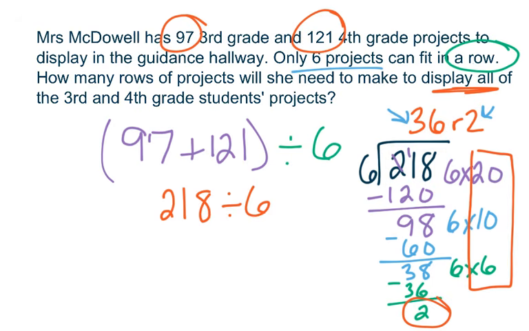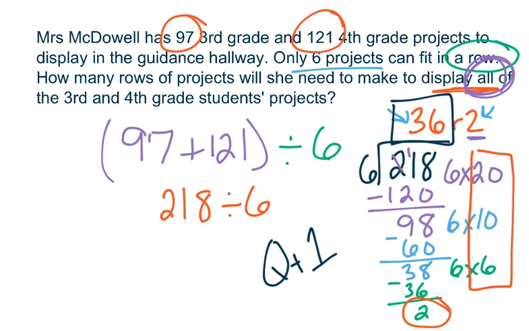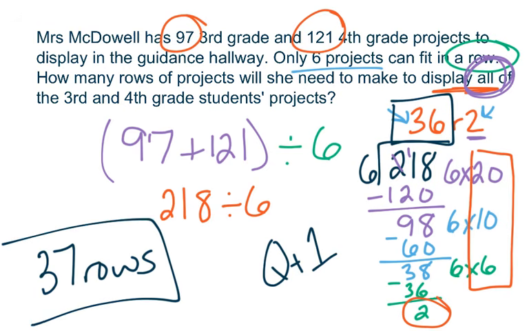But my question's asking me how many rows is she going to need to display all of the projects. And these two are part of that all. I don't want to leave two projects undisplayed, so this is going to be a quotient plus 1 problem so that I can display all of my projects. If 36 is my quotient, that's the number of rows. I need to add one more row to display those last two projects, so she's going to need 37 rows in order to display all of the art projects.